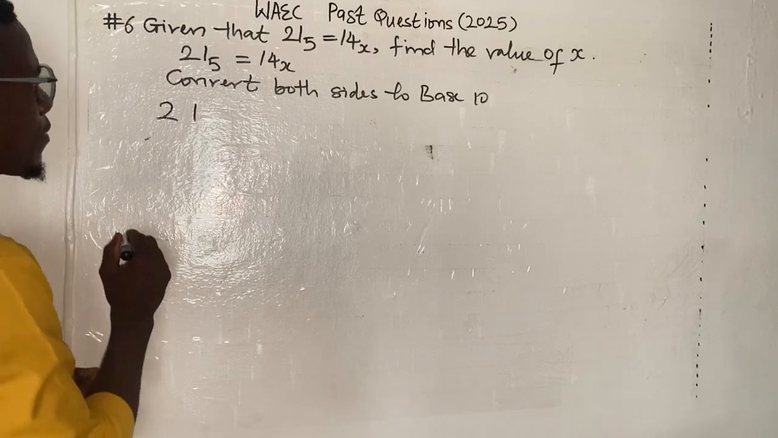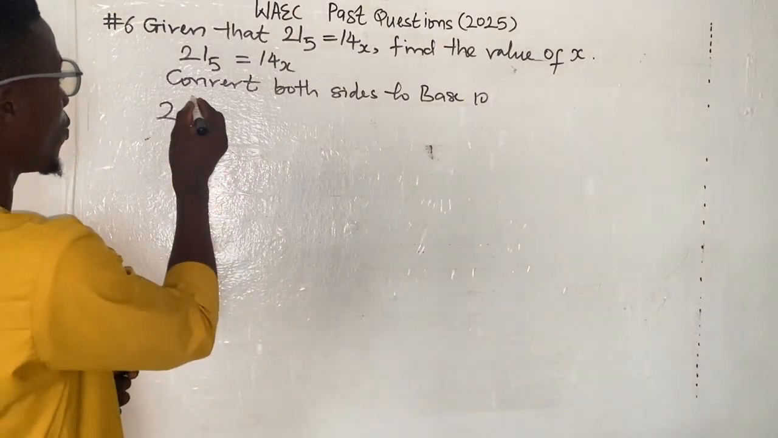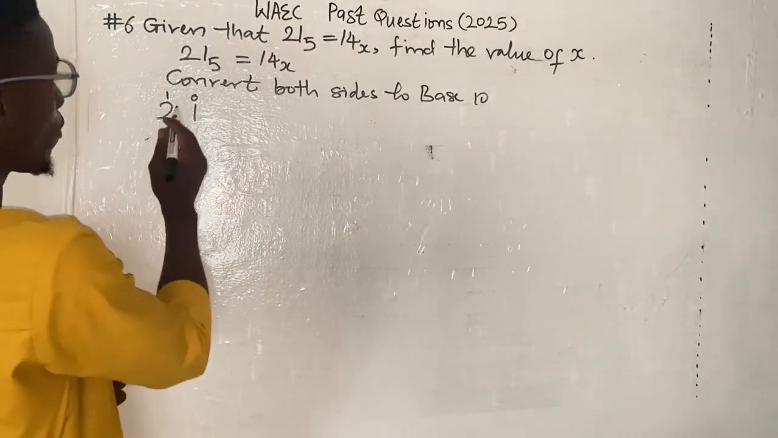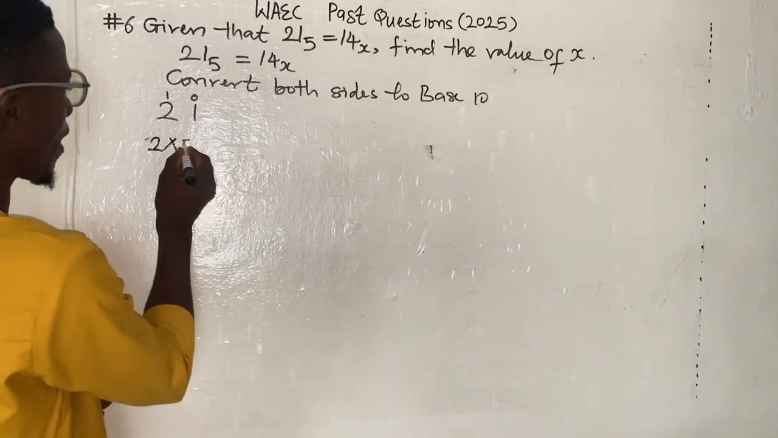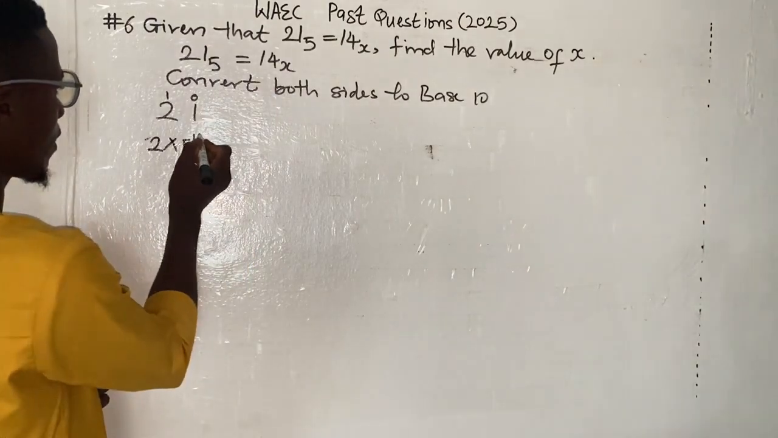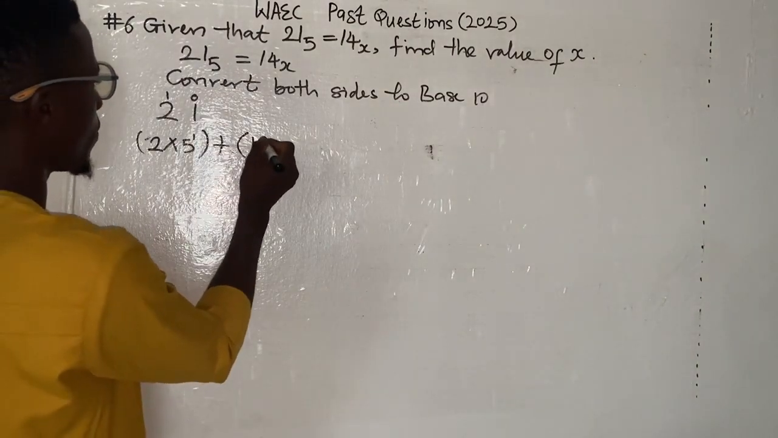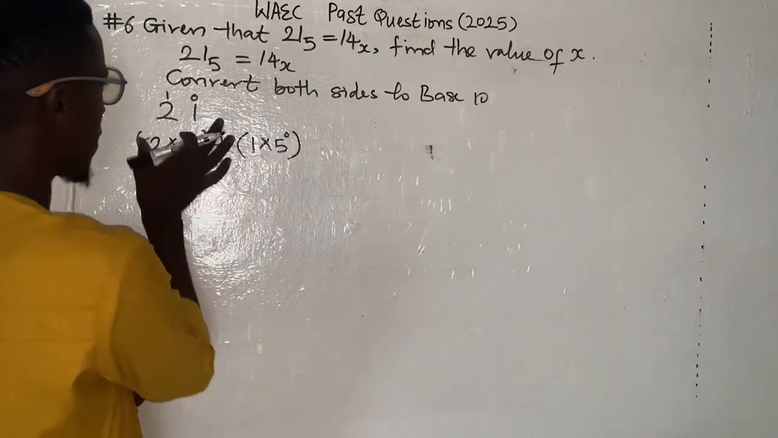21 base 5. If you want to convert this to base 10, like the usual way we know, you number it 0, 1 from back to front. And what we do is you say 2 multiplied by the base 5 raised to the power 1 plus, in this case, 1 multiplied by 5 raised to what? Power 0. That is for this 21.